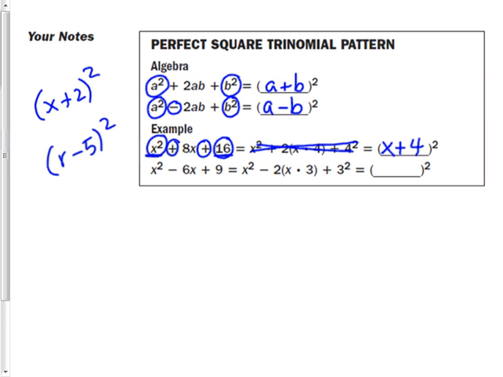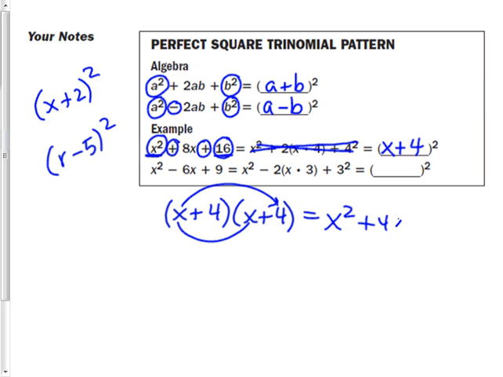If you're not sure, you can always go and check. x plus 4 multiplied by itself results in, using FOIL, x squared plus 4x plus 4x plus 16. 4x and 4x add up to 8x. So we can tell we have the right factorization here.